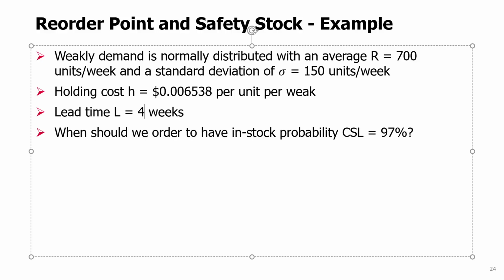When should we order to have in-stock probability, CSL, 97%? Of course, the question "when" has to be answered by the reorder point, right? So we should say when inventory position is, and we provide a value, or less than that, we order, right? So first thing to realize is what is the distribution of the demand during lead time?